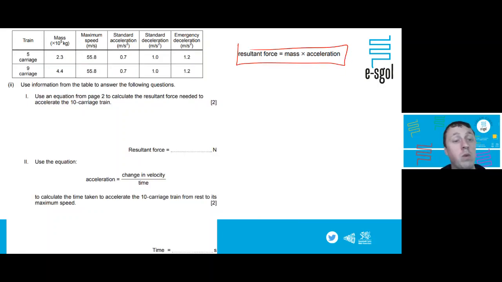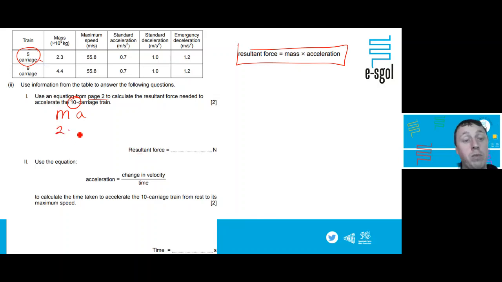Part 2, use information from the table to answer these questions. Use an equation from page 2 to calculate the force needed to accelerate the 10-carriage train. So what we have here is the 10-carriage train is 2 of these 5 carriages. So hopefully you recall that. So it's 2 of these 5-carriage trains. We look in the 5-carriage train information, and what we are attempting to do is calculate force. So we need mass times acceleration.